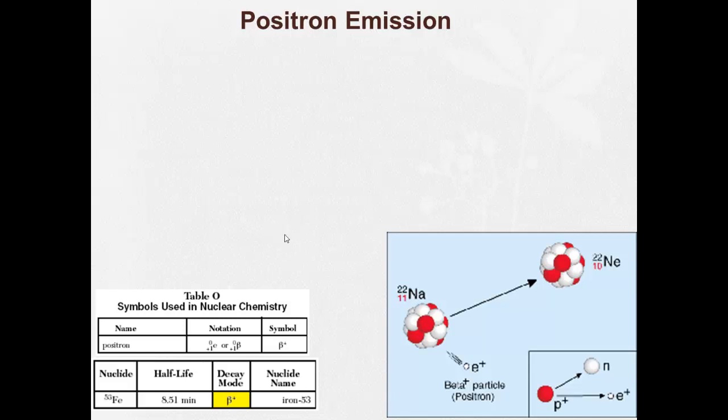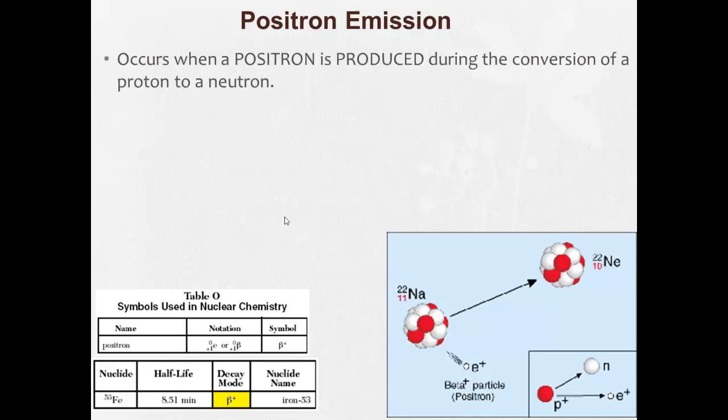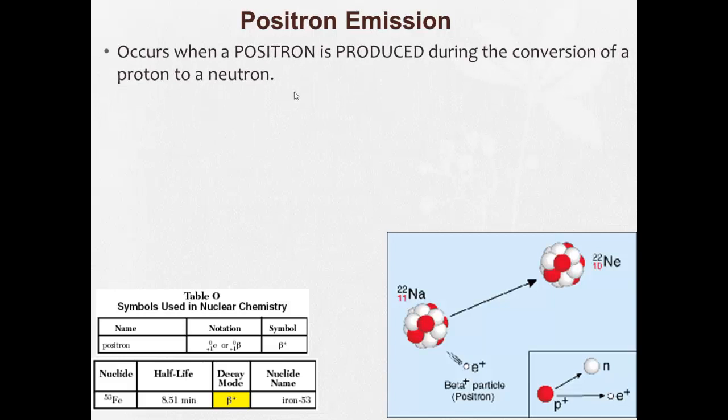All right, so others we're not going to see quite as much. We've got to talk about it quickly. Positron emission occurs when a positron is produced during the conversion of a proton to a neutron. So imagine now we take a proton and we release just the positive charge with no mass. That's what a positron is. We've got a positive charge plus a neutron. When you put these together, it would make a proton.